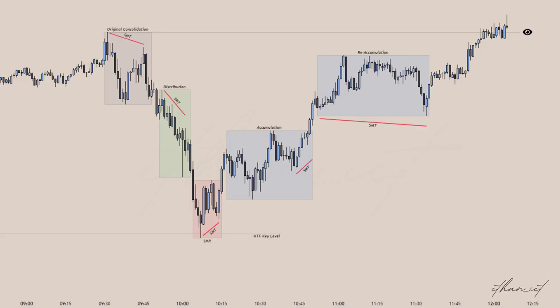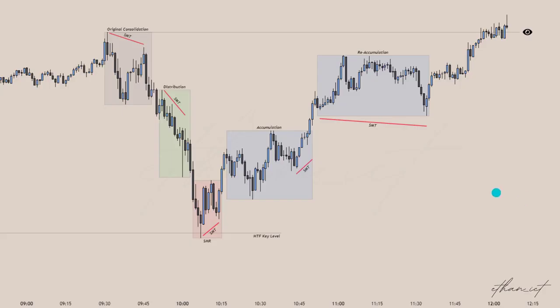In this first example, we can see a market maker buy model, and this was annotated live with the Discord. So make sure you check that out if you want to join. So getting into the example, we can see how SMT divergence helps identify the phases of a market maker model. A great way to use SMT divergence as well is not only entries, but also for trailing stop losses.